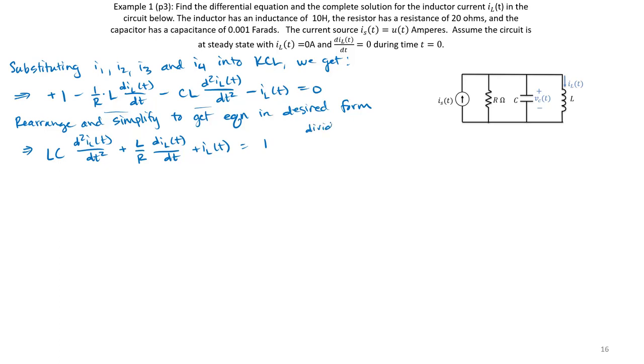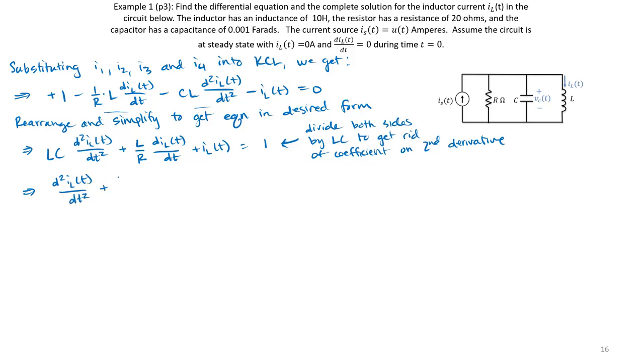Notice here I need to divide both sides by LC to get rid of the coefficient in front of my second derivative. And so if I do that, I end up with d squared IL of t dt squared plus L over R divided by LC. That will give us 1 over RC dIL of t dt plus 1 over LC times IL of t. And on the right-hand side, that will be 1 over LC.